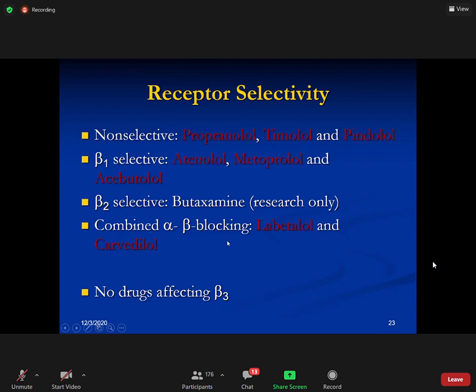Combined alpha blocking: labetalol and carvedilol. I kept it for you, and they are given in pregnancy, and they are safe. No drug affects beta-3. Do you remember what beta-3 is related to? If they find something for us for lipolysis, it would be great.